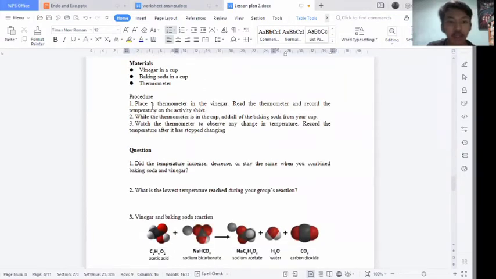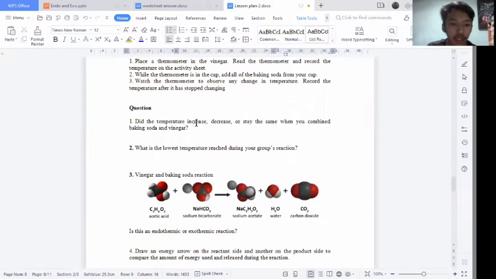For the procedure, place a thermometer in a cup, then read the thermometer and record the temperature on this activity sheet. Then, while the thermometer is in the cup, add all the baking soda from your cup. After that, watch the thermometer, observe any change in the temperature, and record the temperature after it has stopped changing.